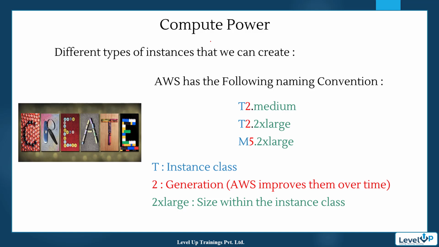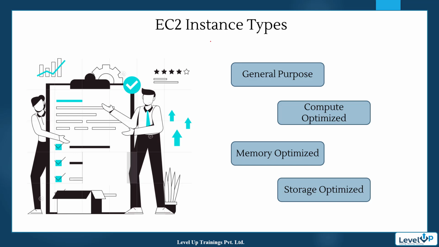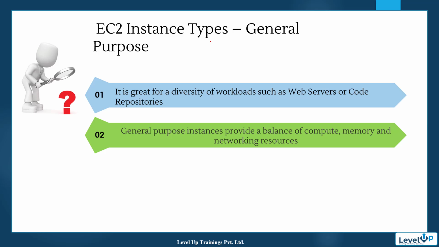So broadly, EC2 instance types are classified into general purpose EC2 instances, compute optimized EC2 instances, memory optimized, and storage optimized. Let us look into these different types of instances. Now, a general purpose instance is great for a diversity of workloads such as web servers or code repositories. If you want to host any web applications, this is good. So now, what does general purpose provide? High memory, high compute, or what resources does it provide? So basically, a general purpose instance provides a balance of compute, memory, and networking resources to make sure that your application performs better.